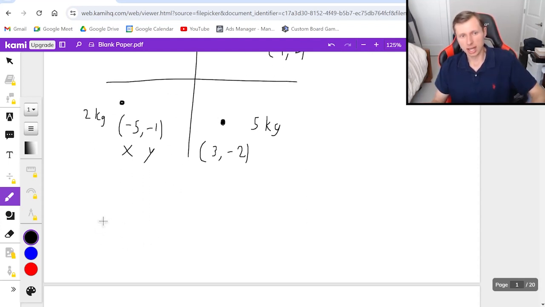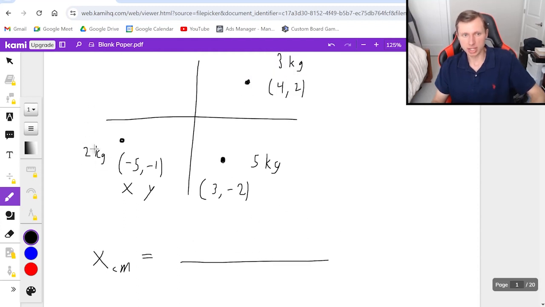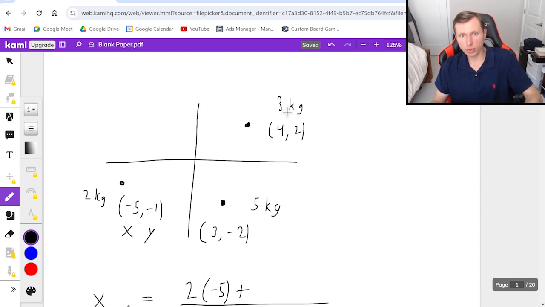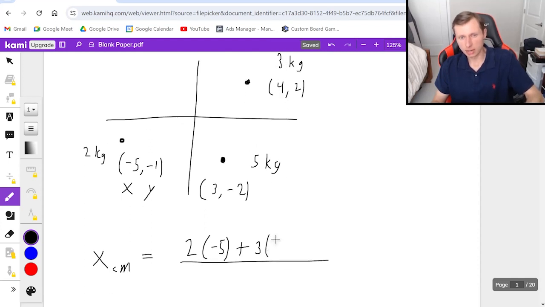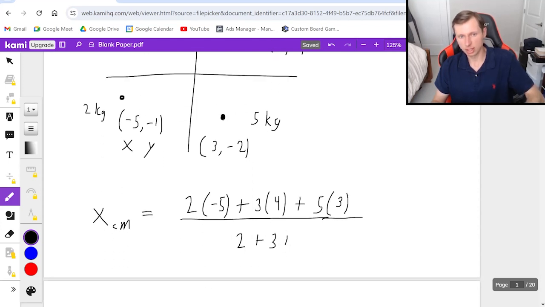So in other words, x center of mass equals fraction bar. Mass 1, which I'll say is the 2, times its x distance. The x distance is the -5, so 2 times -5. Plus mass 2, which I'll say is the 3, times the x distance, which is 4, so 3 times 4. Plus the last mass, which is 5, times its x value, which is 3, so times 3. And then divided by the sum of the masses, 2 plus 3 plus 5, like that.